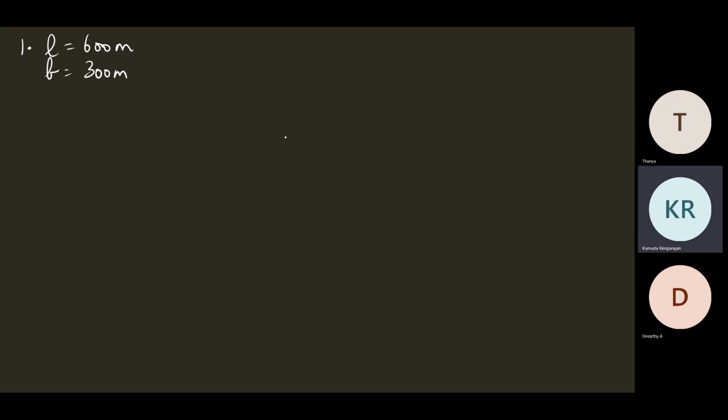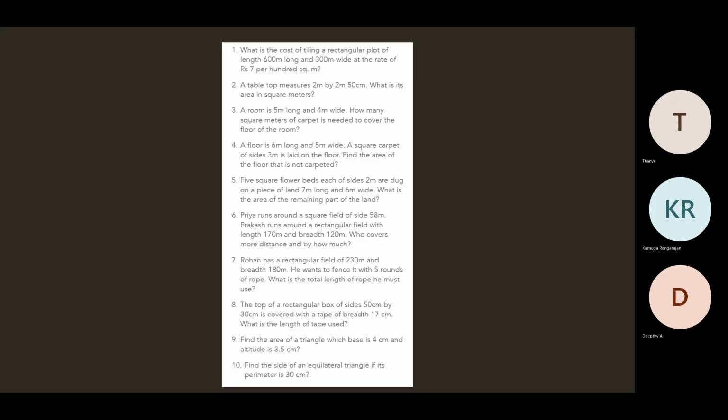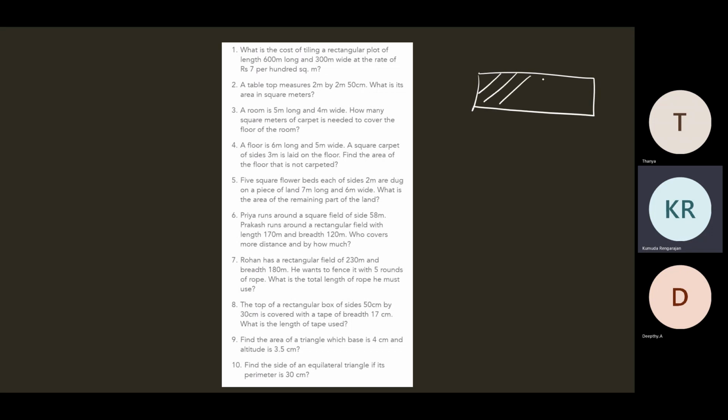So first, it's about tiling a rectangular plot. It has to be tiled. Tiling meaning, where does the tiling activity take place? In the area part of the rectangle or the perimeter part of the rectangle? Area. So where is the tiling activity happening here?